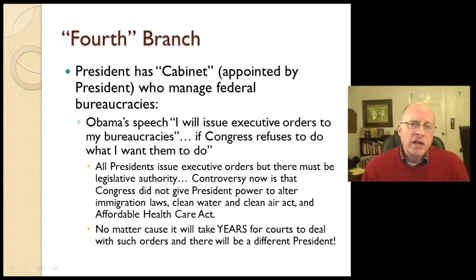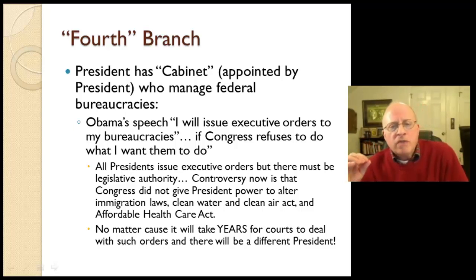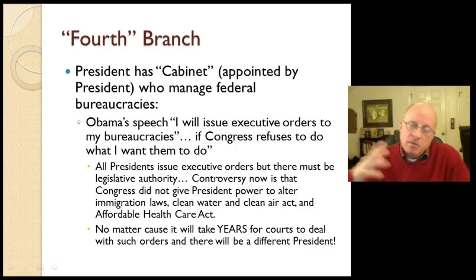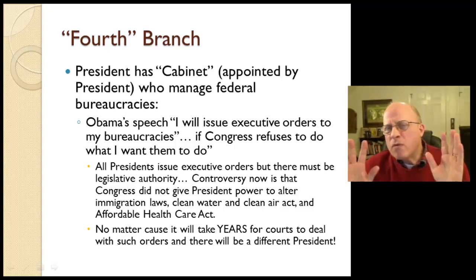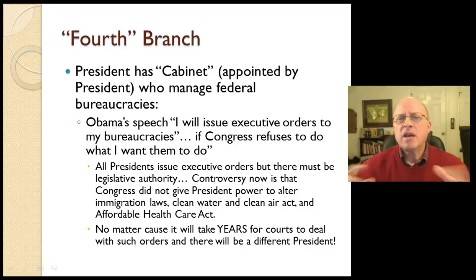Now, this 4th branch you've read about is really the president, and the president has a cabinet which he selects. They get confirmed by the government, but he selects them, and they manage the federal bureaucracies. Recently, you might have heard Obama's State of the Union address, in which he said, I will issue executive orders to my bureaucracies if Congress refuses to do what I want them to do. Don't overreact to that. All presidents can issue executive orders. He is in charge, after all, of these different federal agencies.